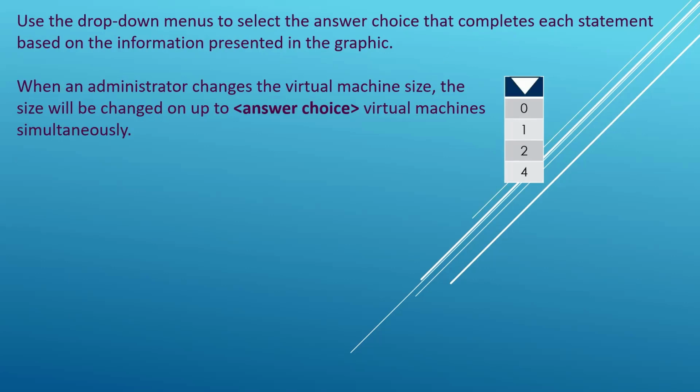Friends, if you resize the scale set, all the VMs get resized at once. And this virtual machine scale set has 4 instances. So 4 is the correct answer choice here. Both the cmdlet outputs given in the question are irrelevant to this statement.